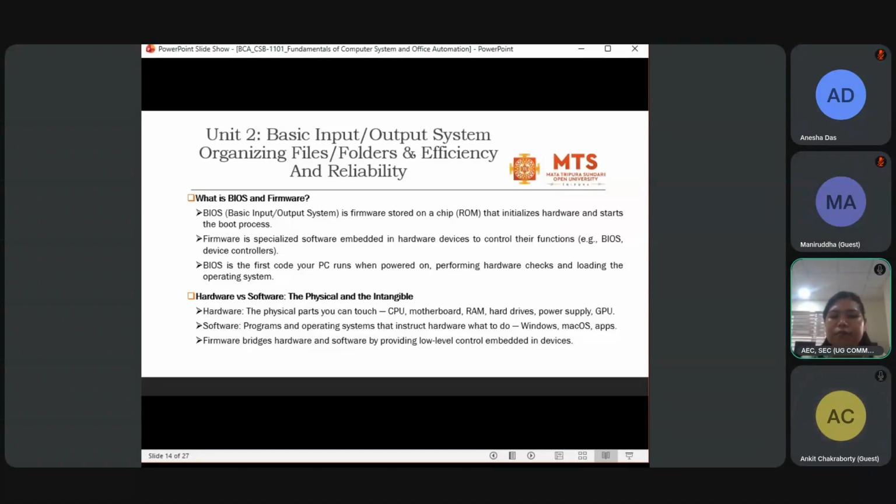The physical parts that we can touch, or we can repair or replace, those are termed as hardware. And what about software?